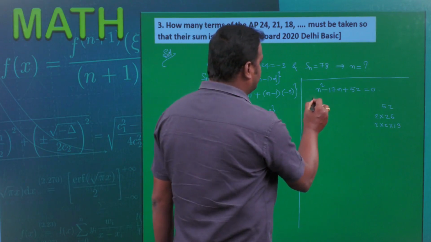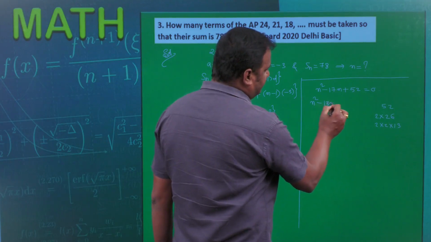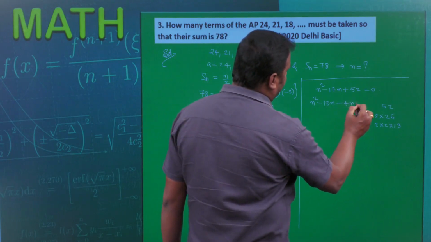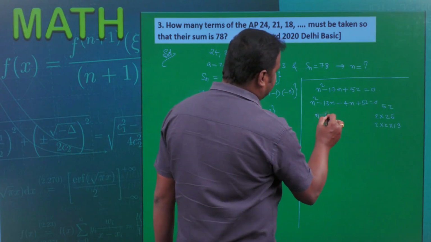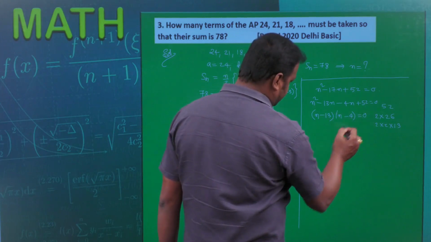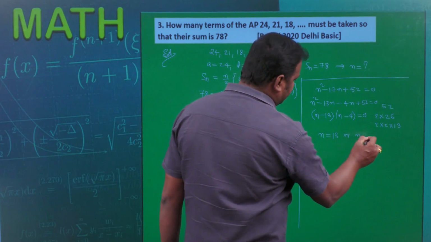So you can write it as n square minus 13n minus 4n plus 52 is equal to 0. So totally you can write it as n minus 13 times n minus 4 equals to 0. It means the value of n is equal to 13 or n is equal to 4.